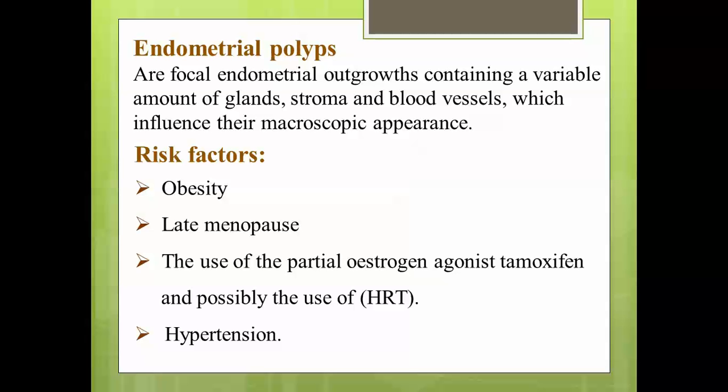The risk factors for the development of polyp are many. The important ones are obesity, late menopause, the use of partial estrogen agonist, which is tamoxifen, and sometimes even HRT, and hypertension. In these lesions, what will happen is an increment in estrogen level, which affects the endometrium and increases the possibility of development of polyp.